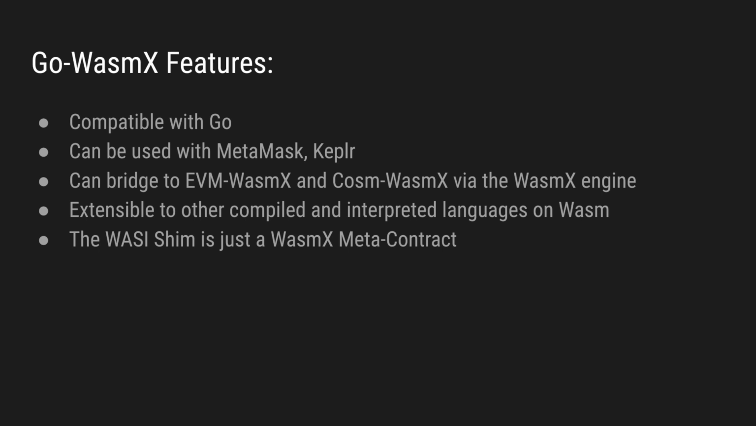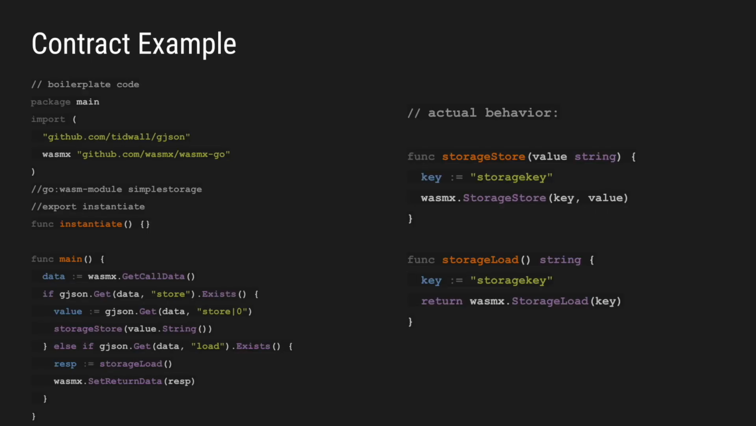You can use these smart contracts with both MetaMask and Keplr. In fact, you can use them with any wallet that supports Ethereum-like chains or Cosmos-like chains. And you can bridge between our various plugins, eWasmX, CosmWasmX, PythonWasmX, GoWasmX, on the same chain or on different chains. So you can communicate between any smart contracts, even those handled by different plugins. And today you will see a short demo of a simple storage smart contract written in Golang.